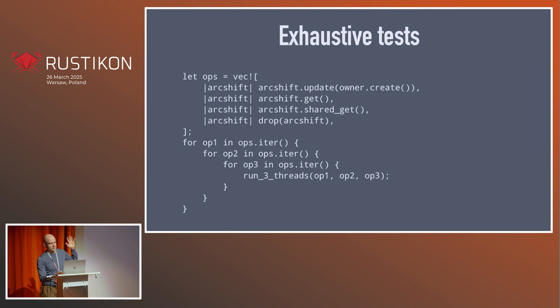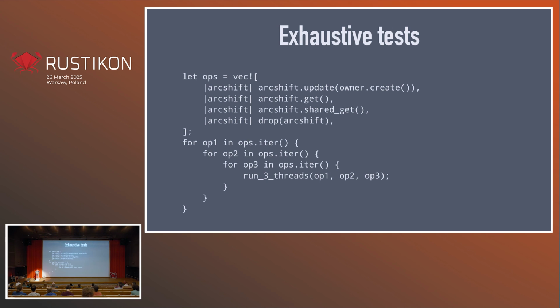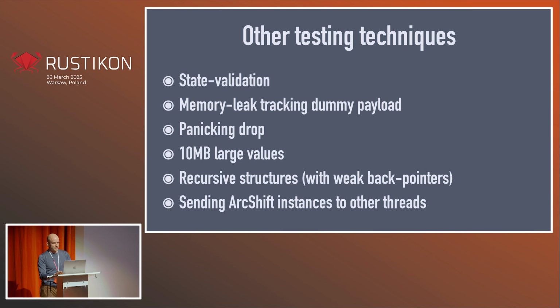And we do this kind of exhaustive test where we take the primary operations of ArcShift and we run all possible combinations of them on like 3 threads. And this can get quite slow if you run it on the Loom. And the other techniques, we check that after each test, all the pointers are still consistent with the reference count. So if a reference count is 3, there should be 3 pointers to that node. We have a special dummy payload that just detects memory leaks.